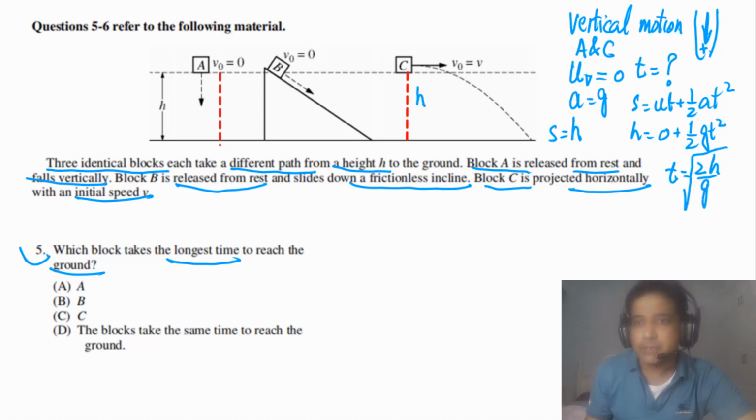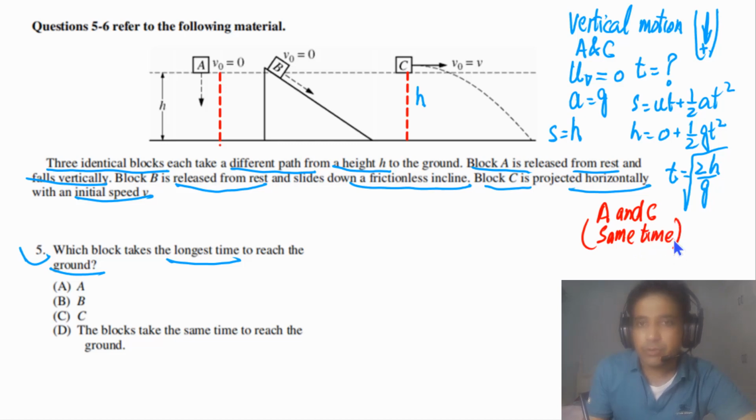As the height of C and the height of A are the same, and the value of g acceleration is also the same, they will take the same time. So we can say A and C will take the same time to reach the ground.